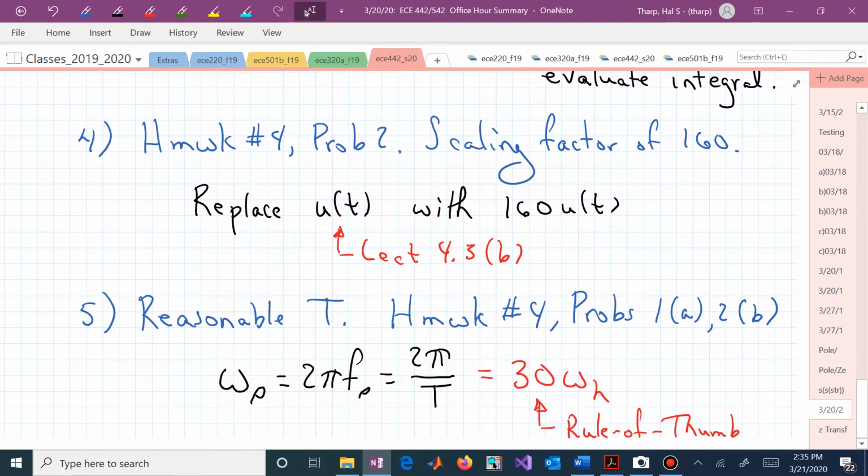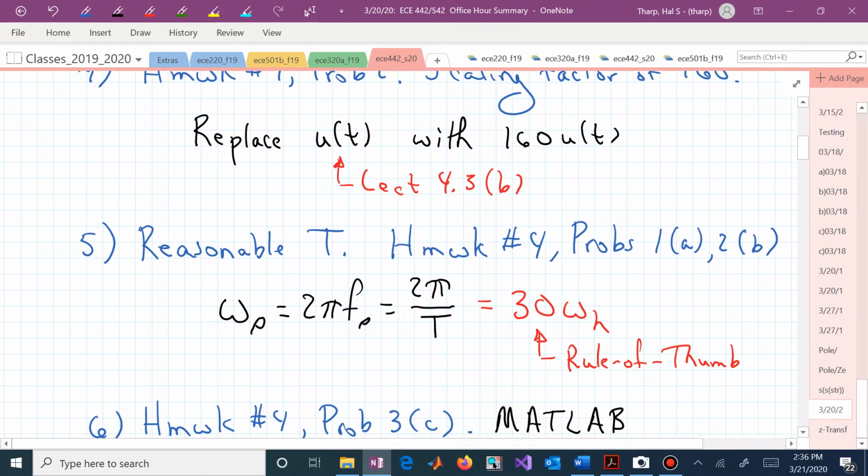The fourth question concerned problem number 2, and what is this scaling factor of 160? In a nutshell, replace the u of t that was found in lecture 4.3b with a new expression, 160 u of t. So the 160 incorporates the scaling factor.